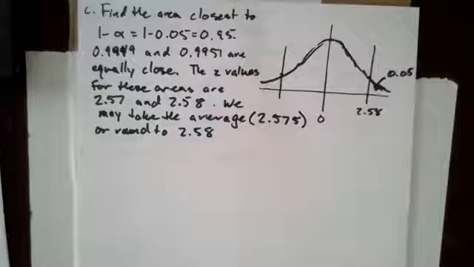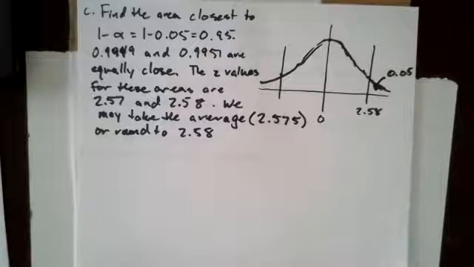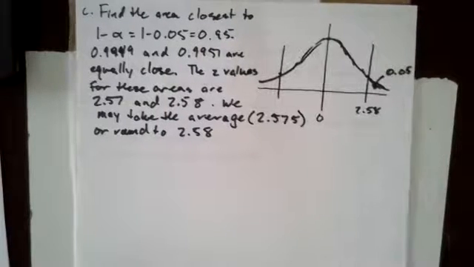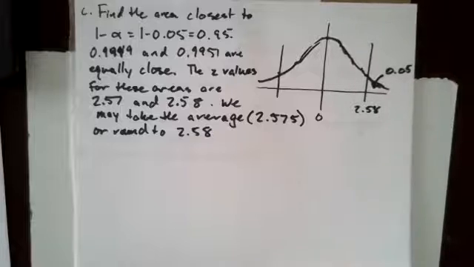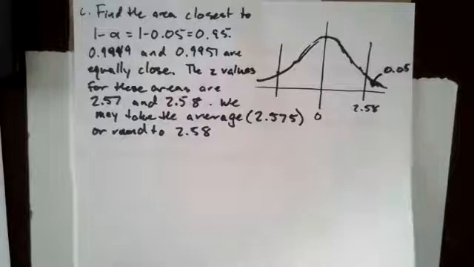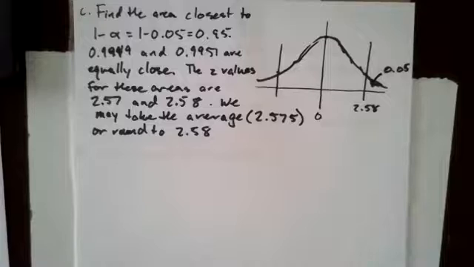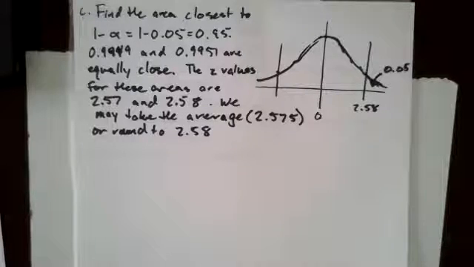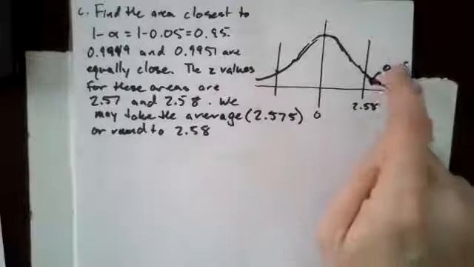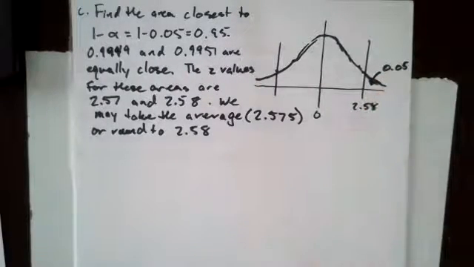Find the area closest to 1 minus alpha equals 1 minus 0.05 equals 0.95. The closest values are 0.9949 and 0.9951, which are equally close. The z-values for these areas are 2.57 and 2.58. You may take the average, 2.575, or round to 2.58. I've rounded to 2.58 here. There's our area, there's our critical value.